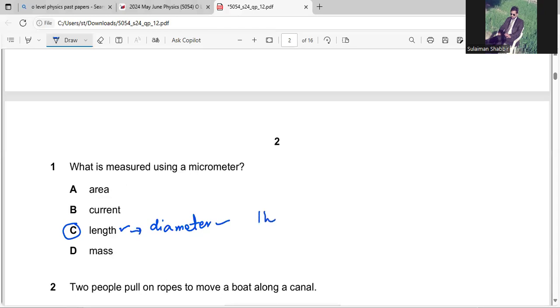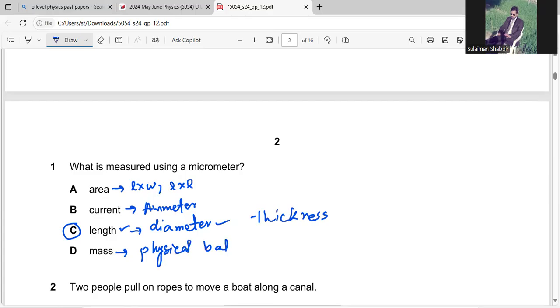Diameter or thickness of the wire is measured this way, and for area we use a formula: length multiplied by width, or length multiplied by length. So area is not measured with the help of a micrometer. Current is measured by an ammeter, so that is not used here. Mass is measured with the help of a physical balance, which is also not the right option. So the right option is only related to diameter, that is, to length.